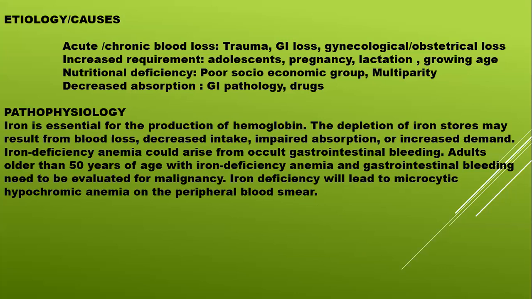Iron deficiency anemia could arise from occult gastrointestinal bleeding for prolonged time. Adults older than 50 years of age with iron deficiency anemia and GI bleeding need to be evaluated for malignancy. This iron deficiency will lead to microcytic and hypochromic anemia on the peripheral smear.